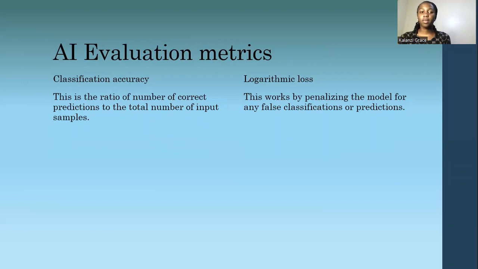So if you have a high ratio, that means your model is actually good, because it's more accurate. You've carried out tests on a moderate sample, and many of them have come out correct. So that means your model is valid, or you can evaluate that, okay, my model is a valid one. Then for logarithmic loss, this works by penalizing the model for any false classifications or predictions.